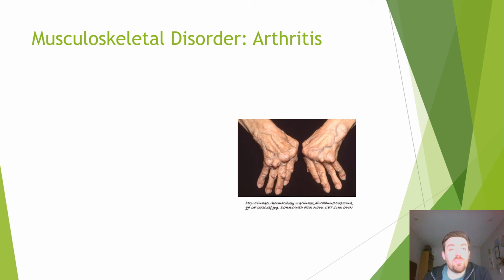You need to know a musculoskeletal disorder. The easiest one is probably arthritis. If you were to Google arthritis and find images, you would find that most of the images you get would be of older hands, because arthritis is a consequence of getting old. You use your joints all the time, hundreds of times a day. They're going to break down over time, and this is one of the things that can happen. You can get arthritis.